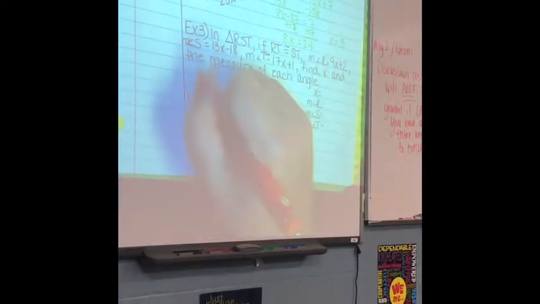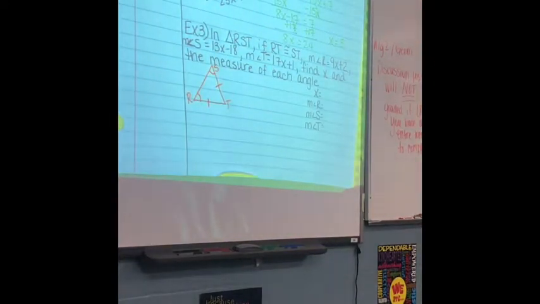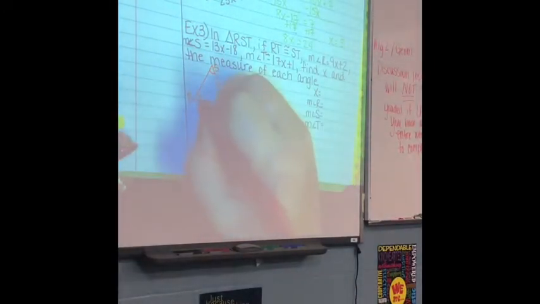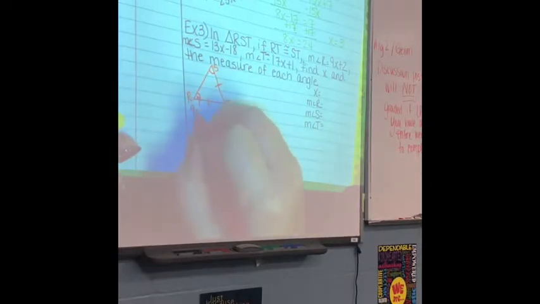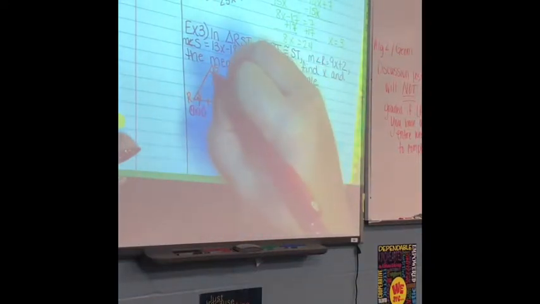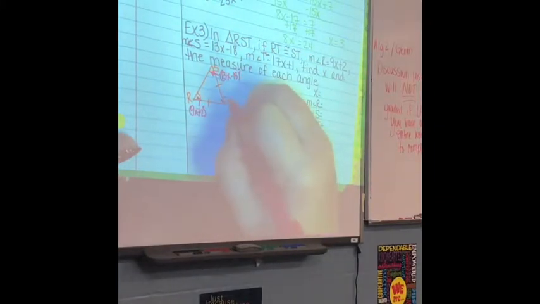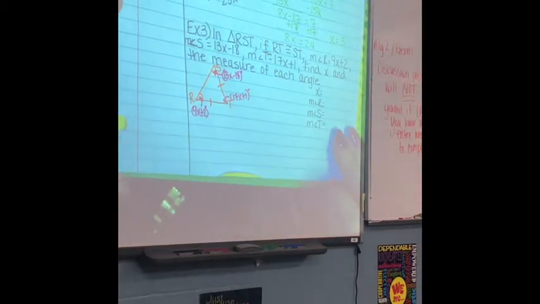Angle R and angle S are congruent. Now, I haven't quite labeled everything, so I'm going to go label angle R to be 9x plus 2, and angle S to be 13x minus 18, and angle T to be 17x plus 1. Given all that information, how might I begin finding x?